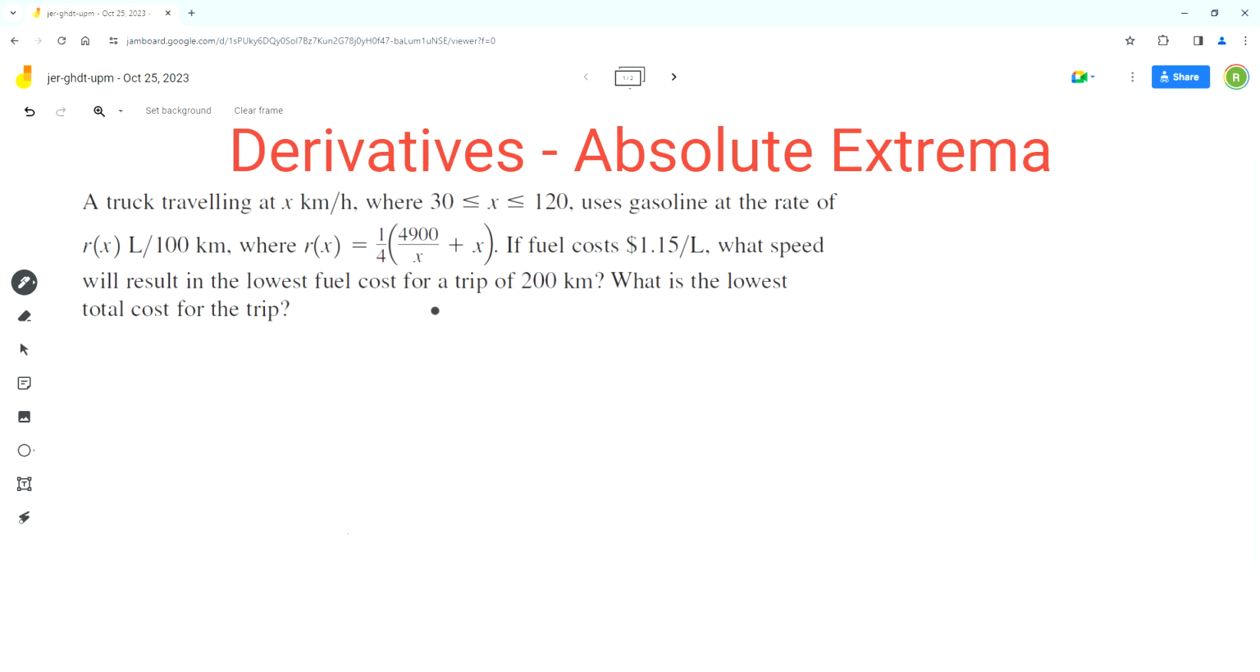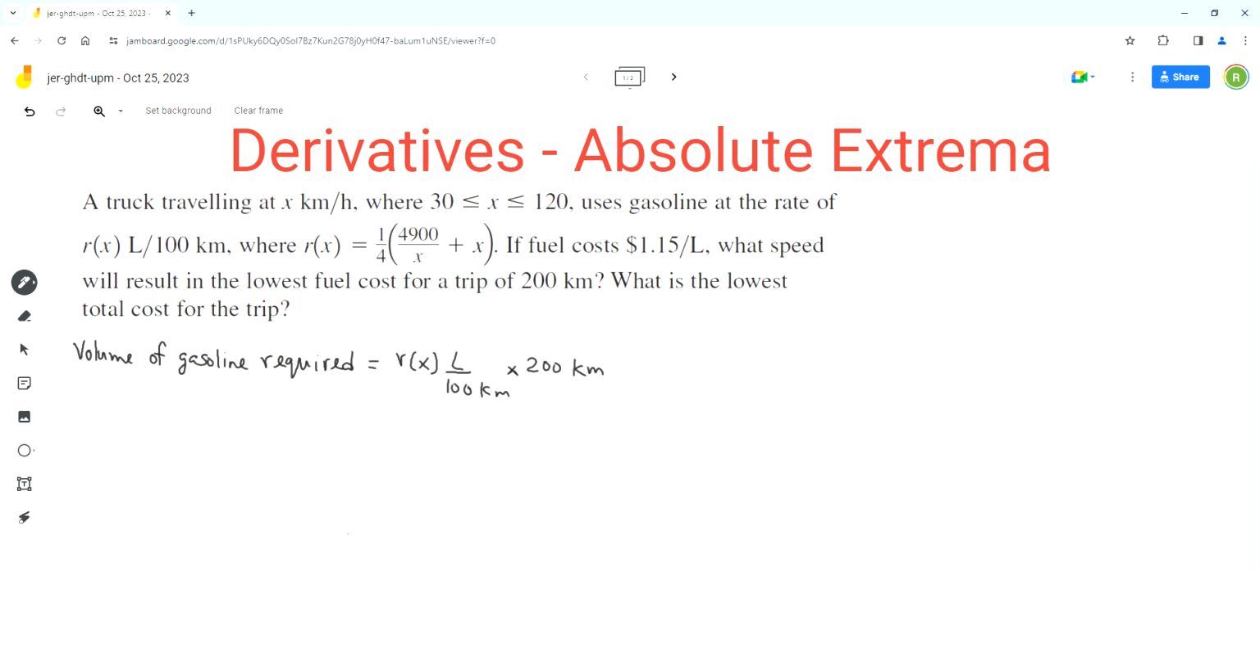Now we have to first calculate the total amount of gasoline required for this 200 kilometer trip. So our first step is the volume of gasoline required equals R(x), whose unit is liters per 100 kilometers, times 200 kilometers. So that's the total distance for the trip.